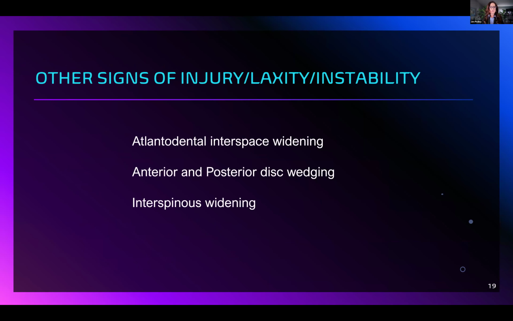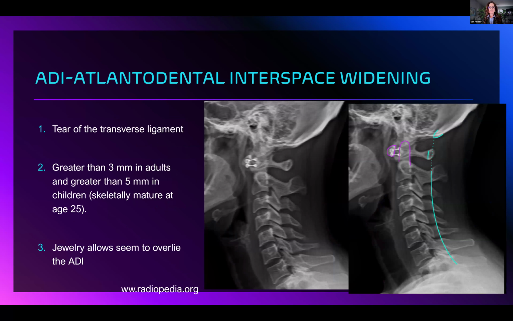Other things that we'll be looking at are the atlantodental interspace on the lateral, disc wedging, and interspinous widening. These are just kind of indicators that there's some other things going on here for ligamentous injury. The atlantodental interspace, we've learned about this in school so much. Talking about widening, and when we see widening, it could be then injury to the transverse ligament. So if it's greater than 3 in adults, greater than 5 in children, and again, skeletal maturity happens at age 25, and of course, more. We're skeletal mature after that.